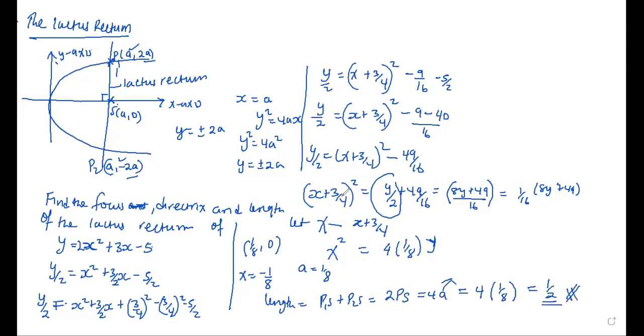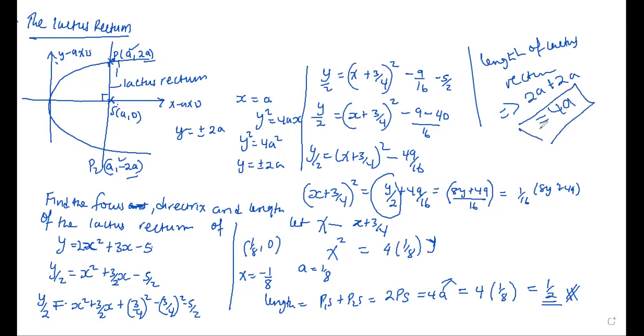So always the length of the latus rectum is always equal to twice of a plus twice of the other a, which gives us 4a. So it is this that predicts the latus rectum by substituting in the attained value of a.